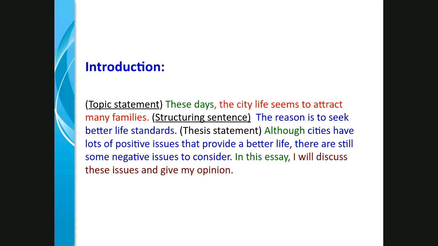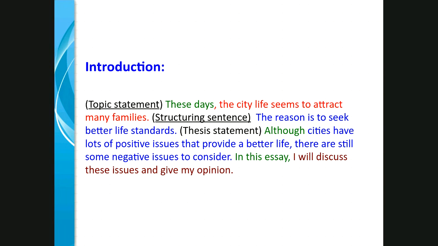كيف؟ How? I follow this with a structuring sentence. هذه نسميها structuring sentence. يعني الجملة هذه عبارة عن إيضاح أو عملية توضيح للفقرة أو الجملة اللي أنت للتو وضعتها كتوبيك سنتنس. لاحظ كيف بتكون الجملة. The reason يعني سبب إنه why city life seems to attract many families. The reason is to seek better life standards. يعني سبب إقبال كثير من الناس هذه الأيام للعيش في المدينة إنه للبحث to seek.